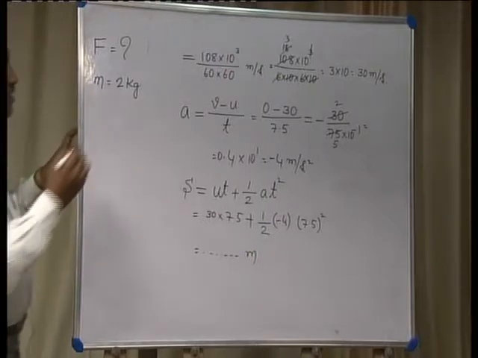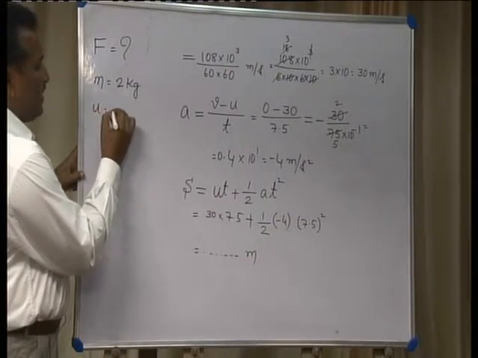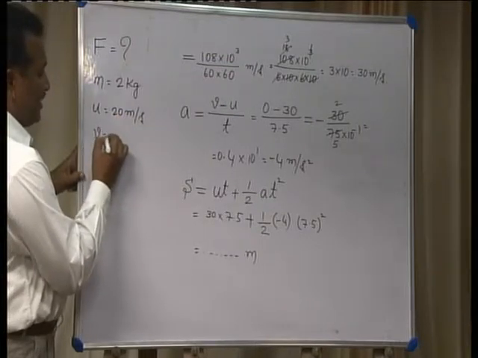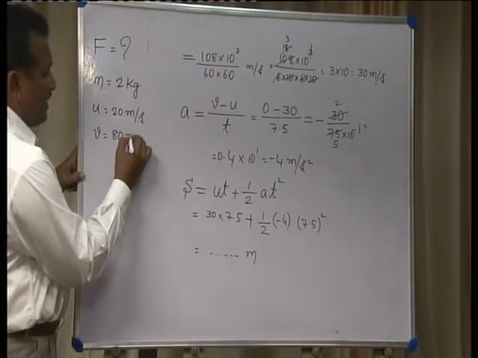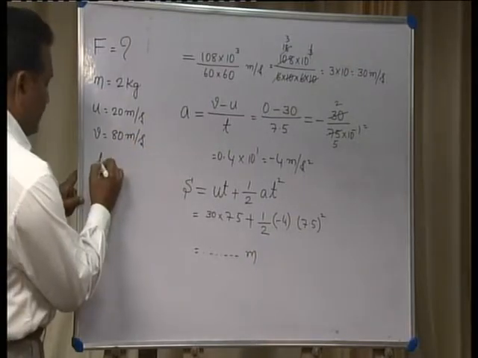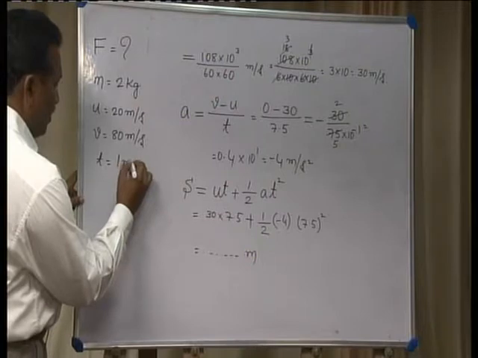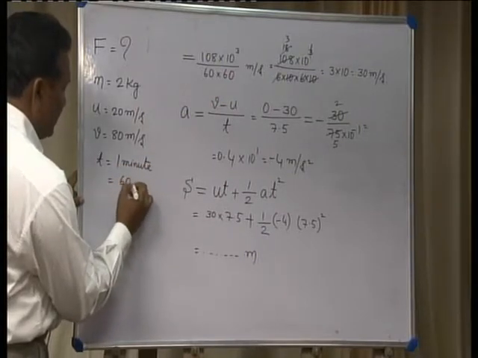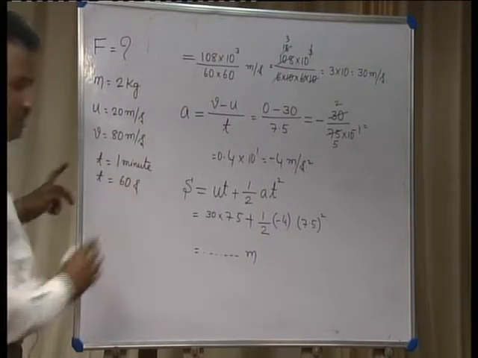Initially it moves with 20 meter per second, so its initial velocity u is 20 meter per second. Then its final velocity v is 80 meter per second. The time is given as 1 minute, t is equal to 1 minute, so it should be expressed in seconds. Therefore t is equal to 60 seconds.